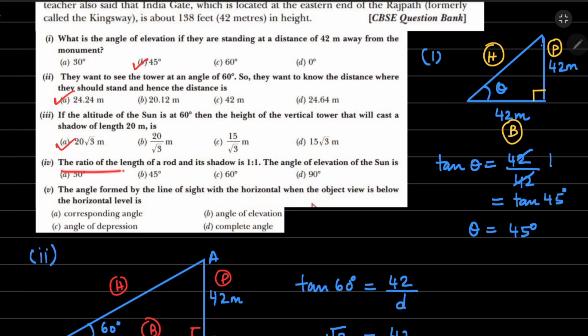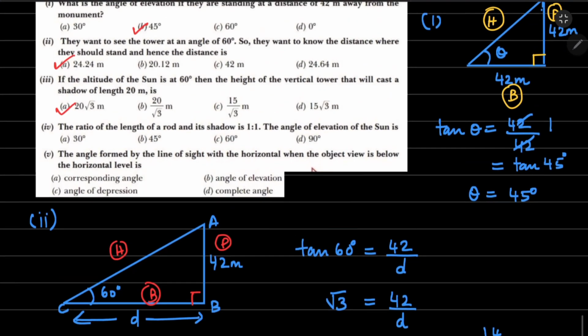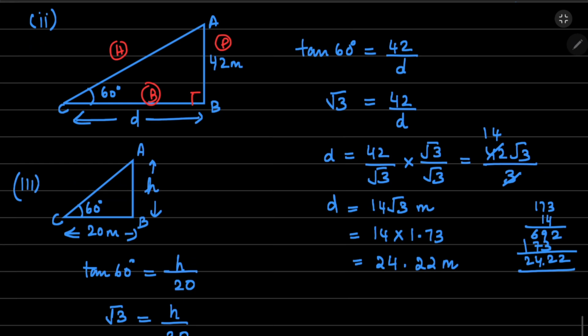The ratio of the length of the rod and its shadow is 1:1. The angle of elevation of the sun is, so if this is the length of the rod, okay? This length is 1x. The shadow is also 1x. Okay, so what will you have? Tan theta equal to 1x by 1x, or 1 by 1, which is 1. Tan 45 is 1, right? Let me write it here.